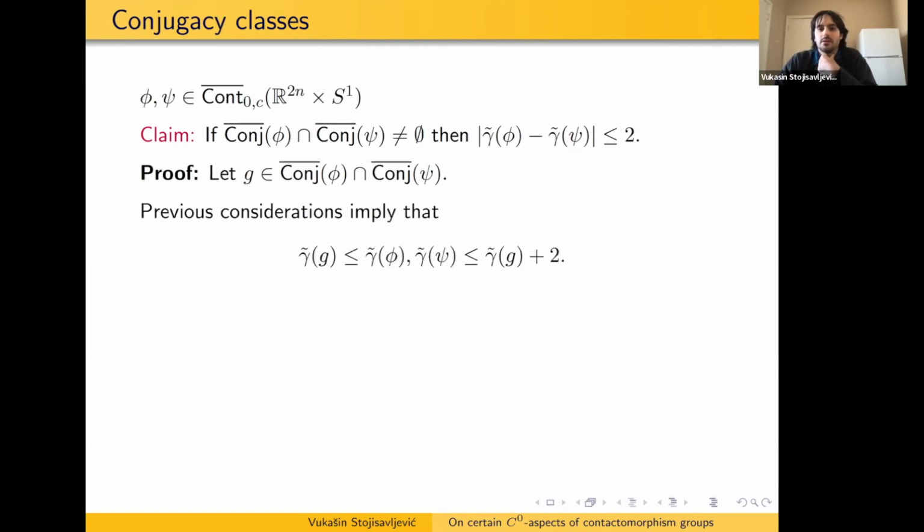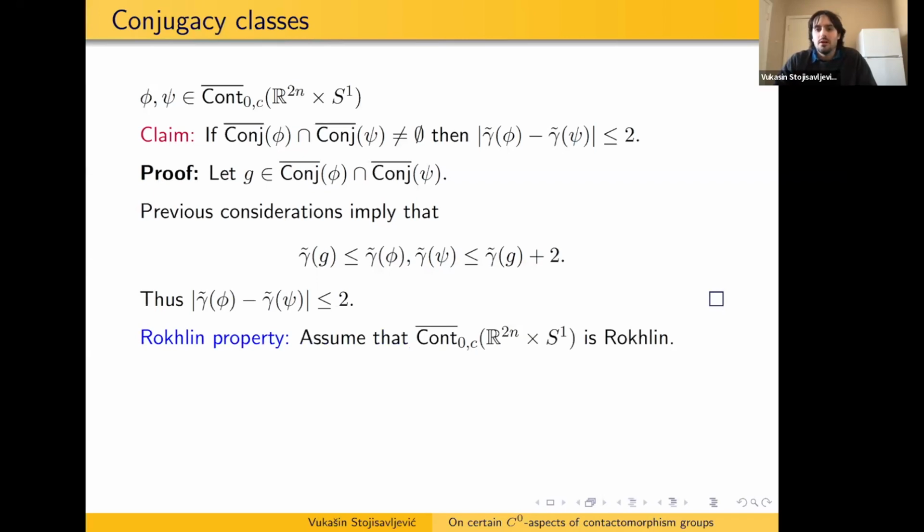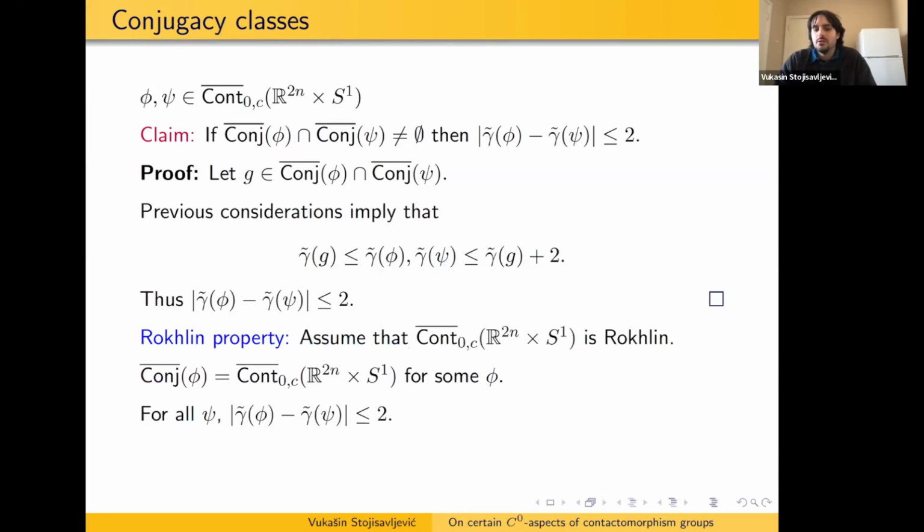And the proof is two lines. You take an element in the intersection. What we proved so far is that the gammas of the two elements are squeezed in between gamma of G and gamma of G plus 2, and that's QED. But now notice that this immediately implies the Rokhlin property, because assume this thing was Rokhlin, then the whole group is in the closure of something, which means that the whole group is at distance 2 in this norm from the thing. But this is impossible since gamma tilde is unbounded by Sandon.